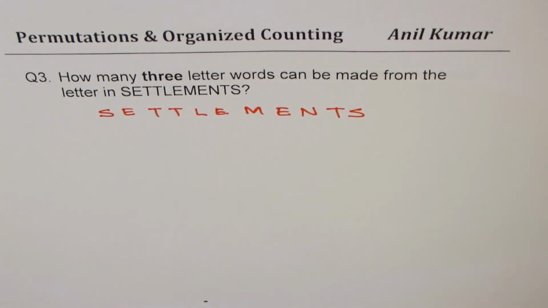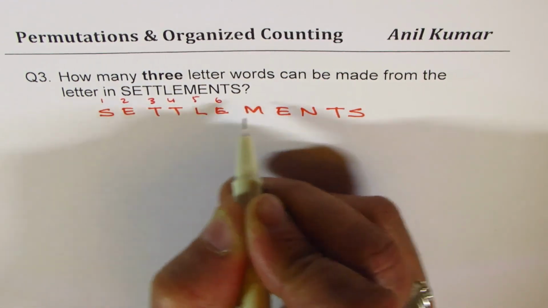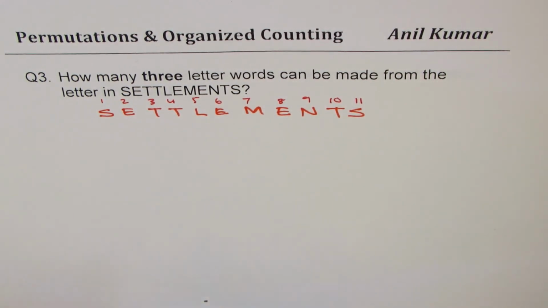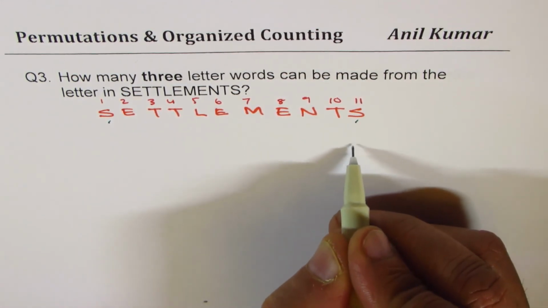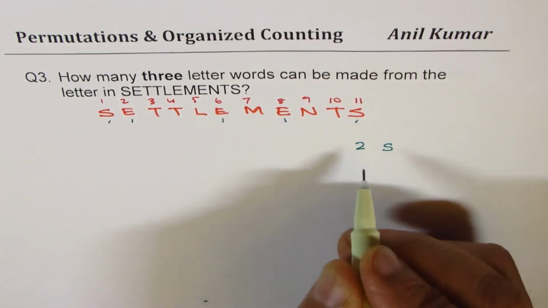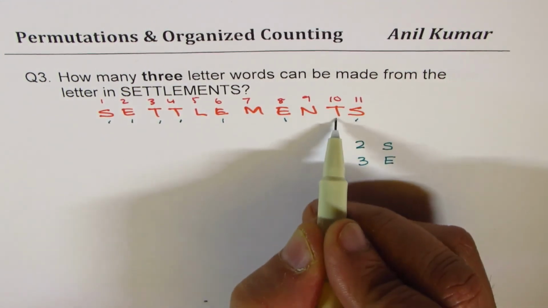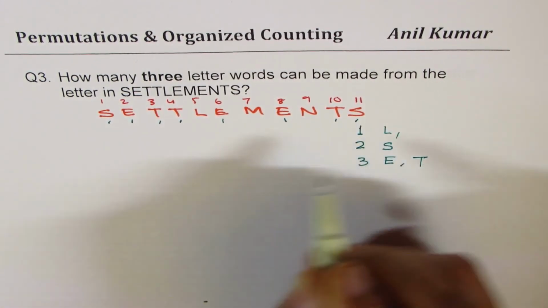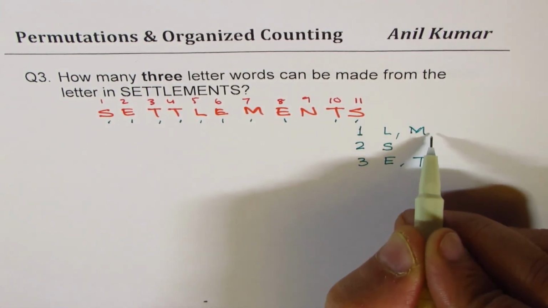S-E-T-T-L-E-M-E-N-T-S, right? So how many letters do we have? 1, 2, 3, 4, 5, 6, 7, 8, 9, 10, 11. Now let's write down how many of each kind. So S: 1, 2, we have 2 S's. E: 1, 2, 3, so 3 E's. T: 1, 2, 3, 3 T's. L is single, so 1 L. M just single. N.